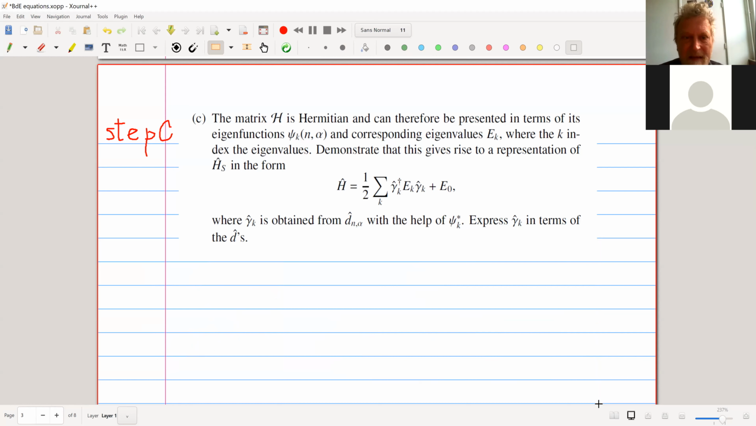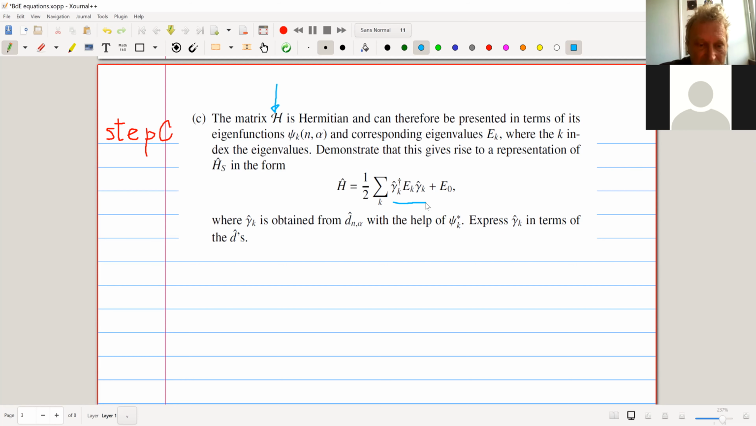Good. Let's get to the problem at hand. Now we want to make use of this double matrix, calligraphic H. And we want to present it in terms of operators gamma, which will become quasi-particle operators soon. Quasi-particle operators. And we want to implement the representation of the matrix in terms of eigenvalues and eigenfunctions.